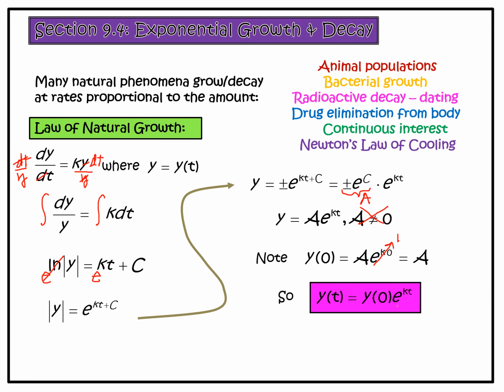All right, well, let's put it to work. So what happens if we consider a bacterial culture that initially has 500 and grows to 1200 in 3 hours? We want to find the following. First, y of t.